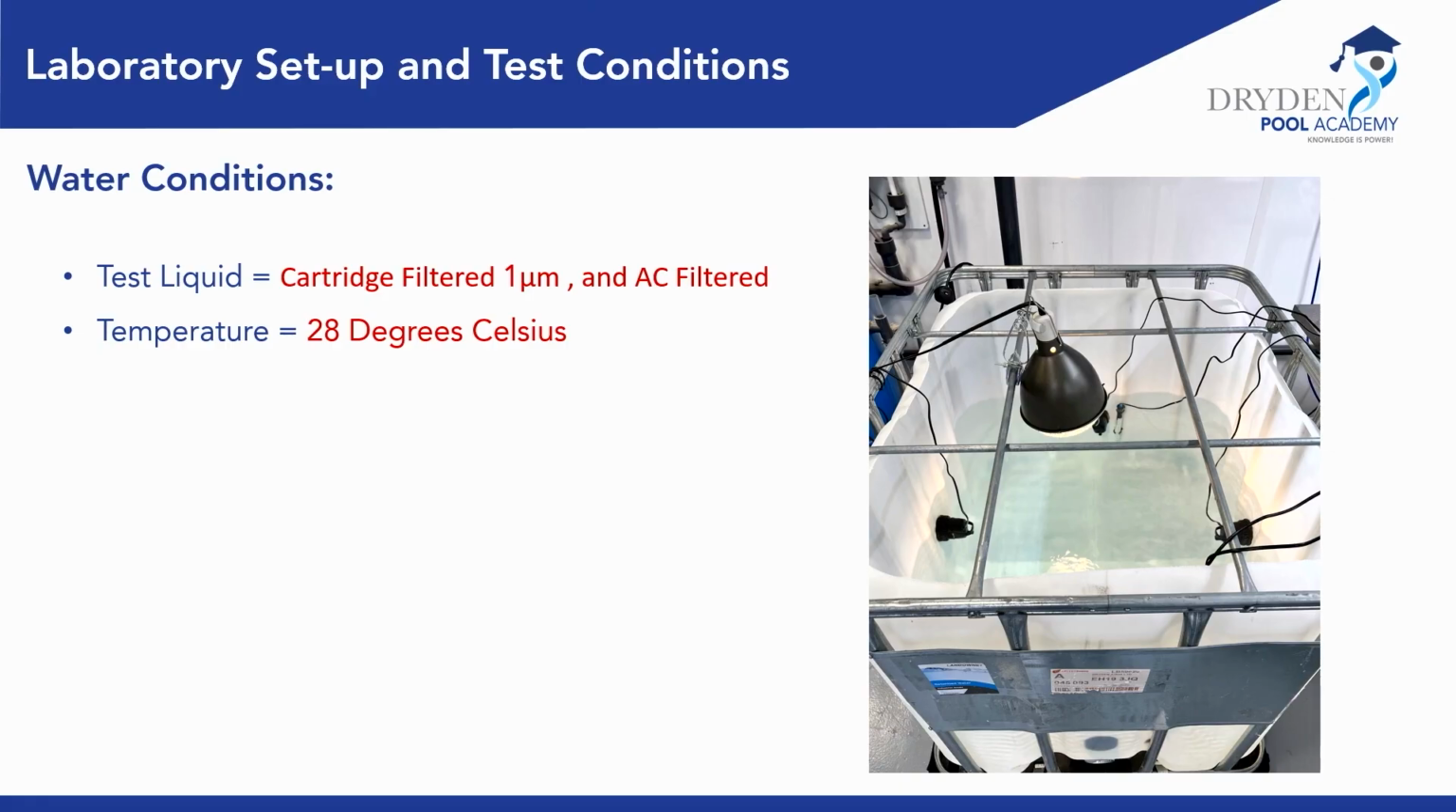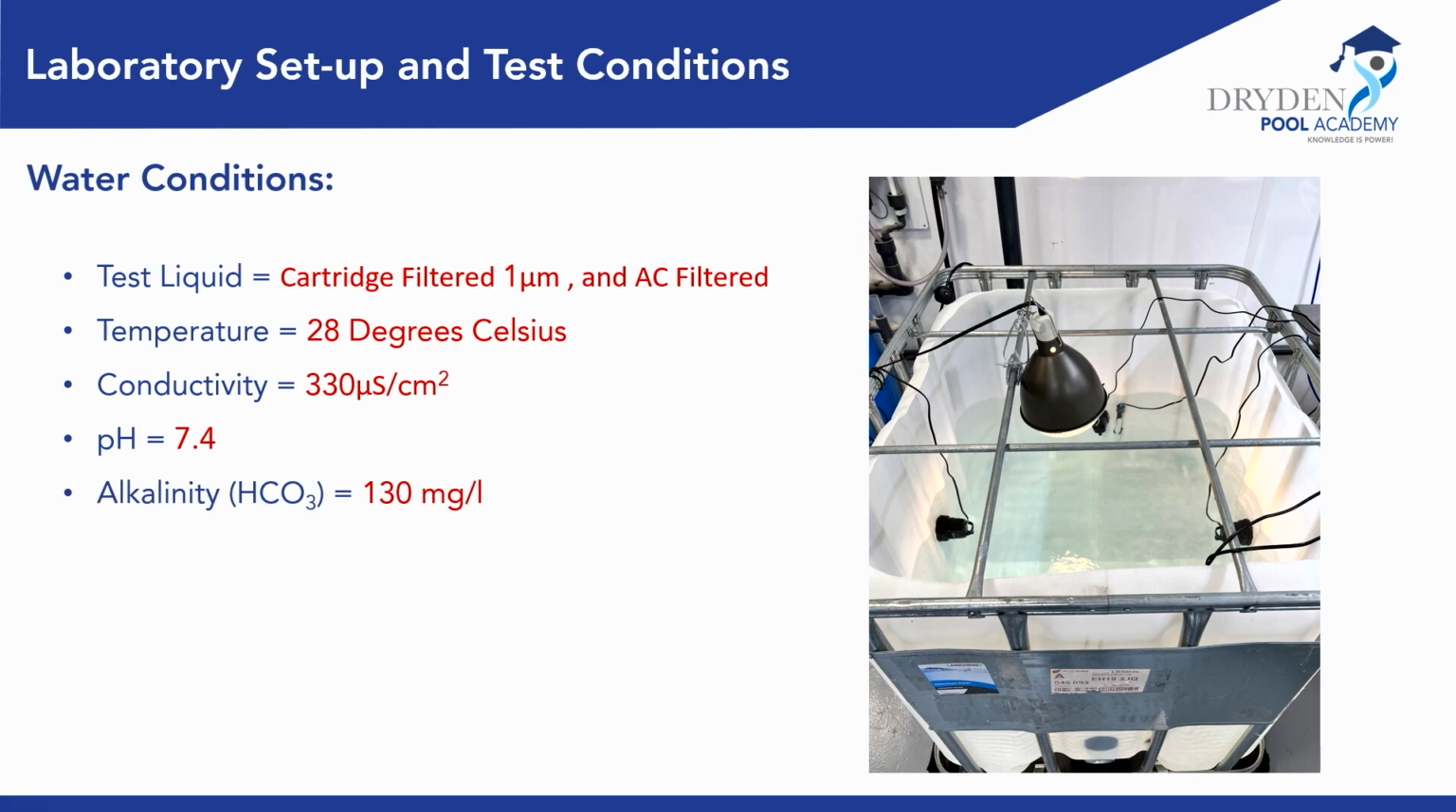So first up we have the mains tap water. This is filtered mains tap water down to 1 micron, followed by an activated carbon filter. The temperature is maintained at 28 degrees Celsius. Then the conductivity is 330 microsiemens, pH 7.4, and the alkalinity and calcium hardness is at 130 milligrams per litre.